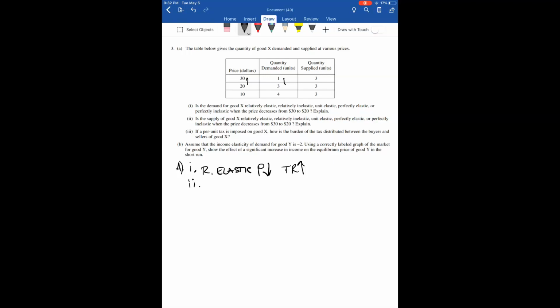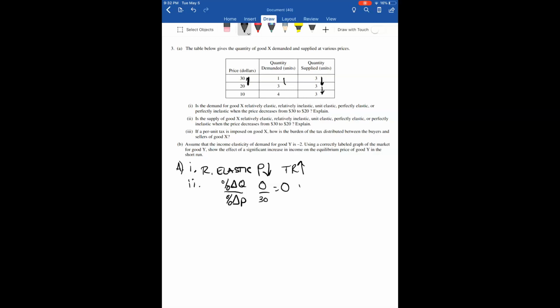All right, the second part there: is the supply elastic or inelastic? When the price decreases from 30 to 20, the quantity supplied doesn't change. In fact, it doesn't even change when the price goes down to 10. The elasticity equation is the percentage change in quantity over the percentage change in price. So 0 over whatever number this is, it doesn't matter. That's equal to 0.